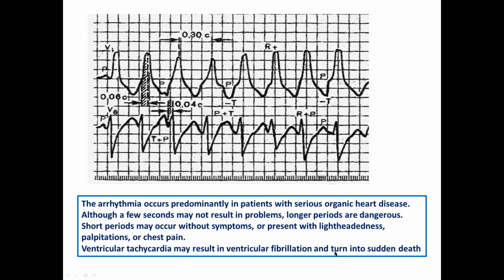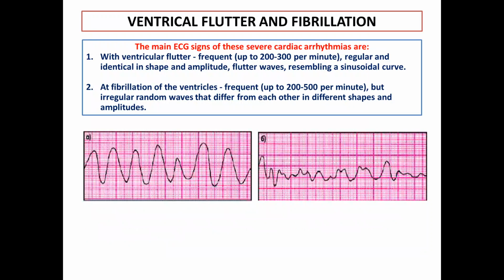And arrhythmia, ventricular tachycardia, occurs predominantly in patients with serious organic heart disease. A few seconds may not result in problems. Longer periods are dangerous. A short period may occur without symptoms or present with lightheadedness, palpitation, or chest pain. And ventricular tachycardia may result in ventricular fibrillation and turn into sudden death.